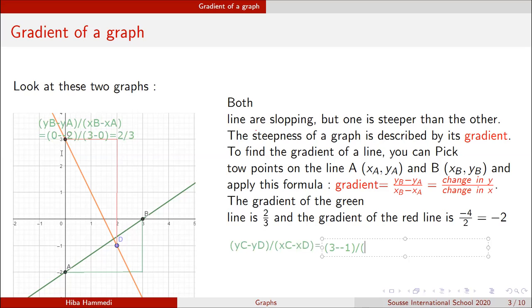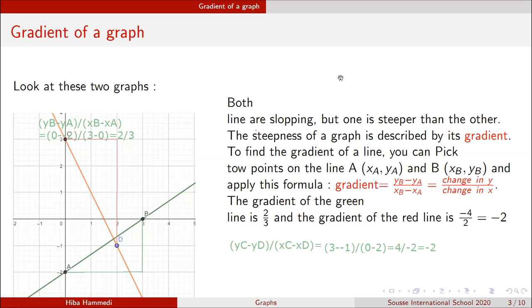XC is equal to 0 minus XD is equal to 2. Right, so it will be 3 minus -1, so it's 4, divided by 0 minus 2 is -2. So 4 divided by -2 is -2. So this is exactly what I got here, okay? So for the green line the gradient is 2 over 3, and for the red line, it's -2. So this is what you need to do to get the gradient, right?